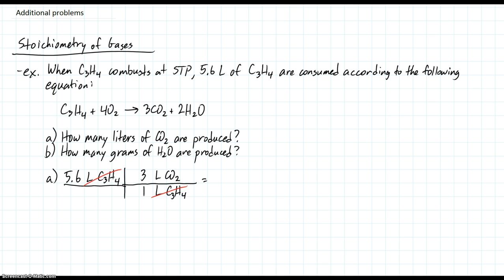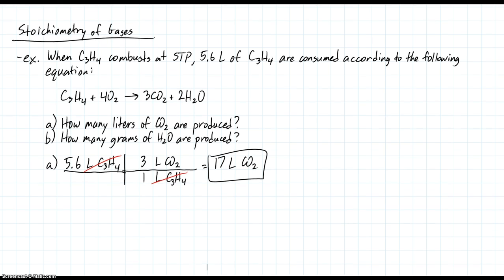Just like when we're talking about a mole ratio, remember that those coefficients effectively have infinite significant figures, so the only thing limiting the number of significant figures in our answer here is the significant figures in the volume that we started with. We have two significant figures there, so we need to have two significant figures in our final answer, which means that we have 17 liters of CO2 produced.